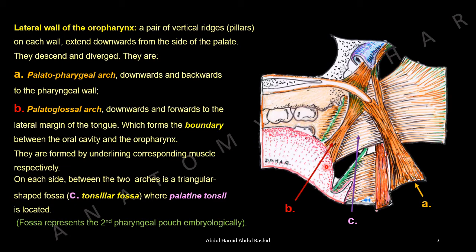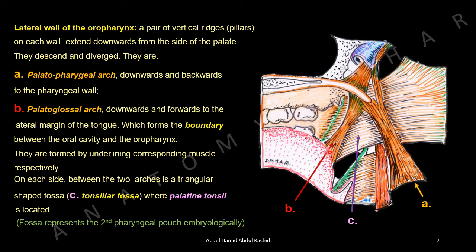of the tongue. This one, the palatoglossal arch, forms the boundary between the oral cavity and the oropharynx. This is the boundary between the oral cavity and the oropharynx. These arches are formed by the respective muscles. This posterior arch is formed by the palatopharyngeus muscle. This one is formed by the palatoglossus muscle, respectively.